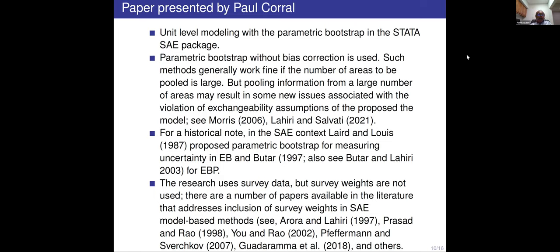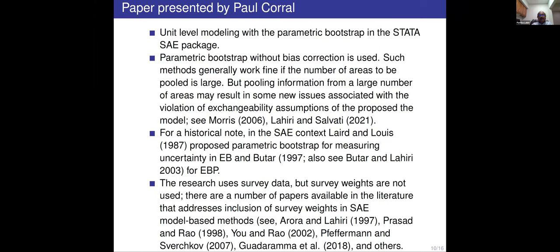Now let me discuss Paul Corral's paper. He talked about unit level modeling with parametric bootstrap in the Stata SAE package. I would like to congratulate him for putting parametric bootstrap in this package. That should be very useful for data analysts. I noticed that parametric bootstrap was used without bias correction.